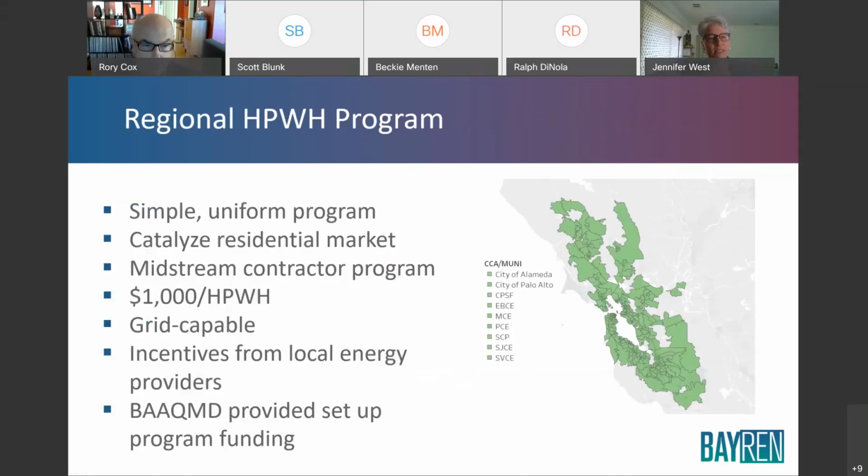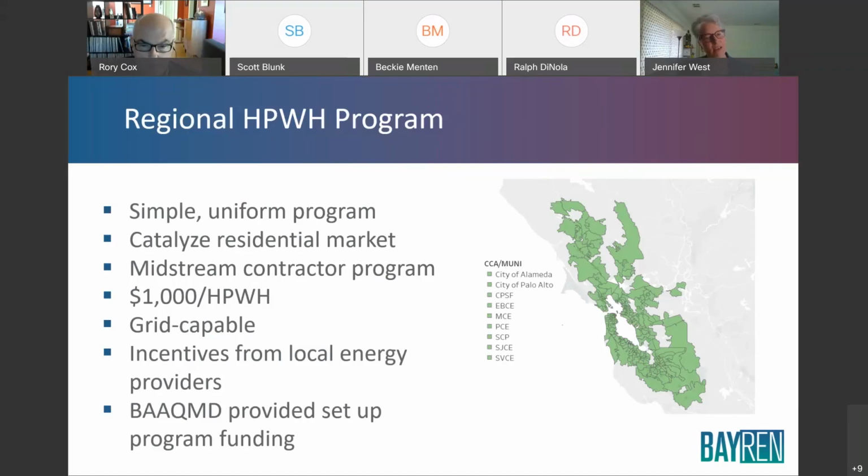Our program was designed to be simple, to be one program for the market. We wanted to put more heat pump water heaters in homes and catalyze this heat pump water heater market here. So we decided to go midstream for a very important reason: the decisions made at the time of replacing a water heater, you just reach so many more if you're working with contractors, not with the homeowners and needing to educate them every 13, 15 years or so.